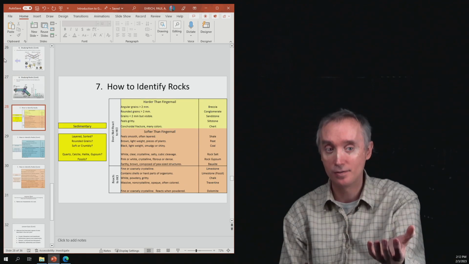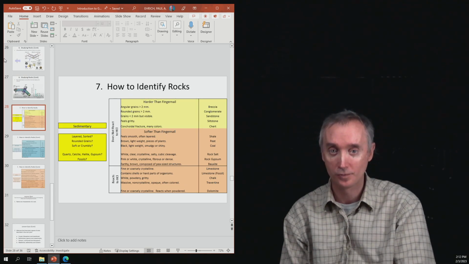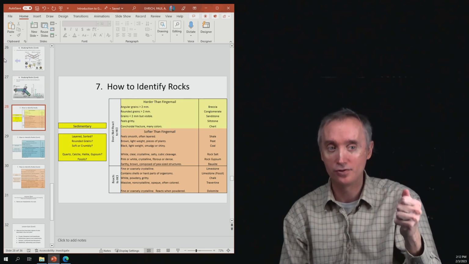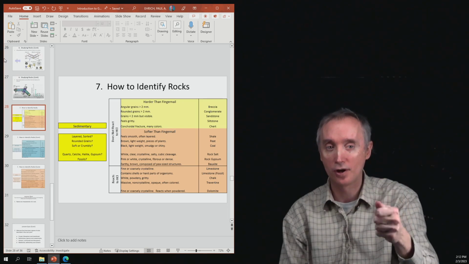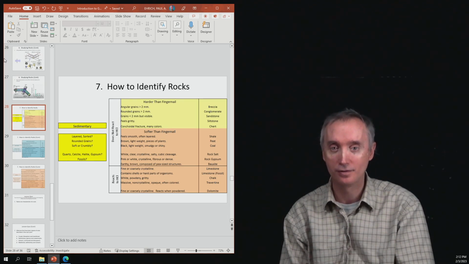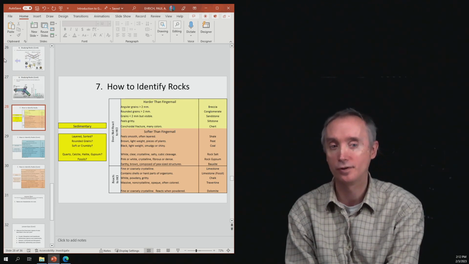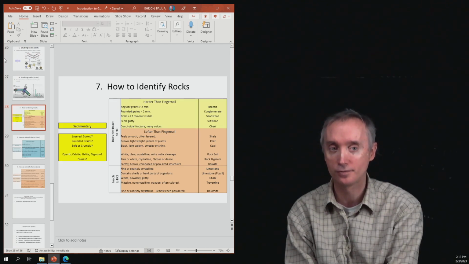So a sedimentary rock is going to be relatively soft. Now what I mean by relatively soft is if you hit it with your geological hammer, you can break it apart. If you try to hit an igneous rock or a metamorphic rock with your hammer, most of the time you get sparks and you can't break them. So that's a pretty good indicator that it's a sedimentary rock if it's relatively soft.